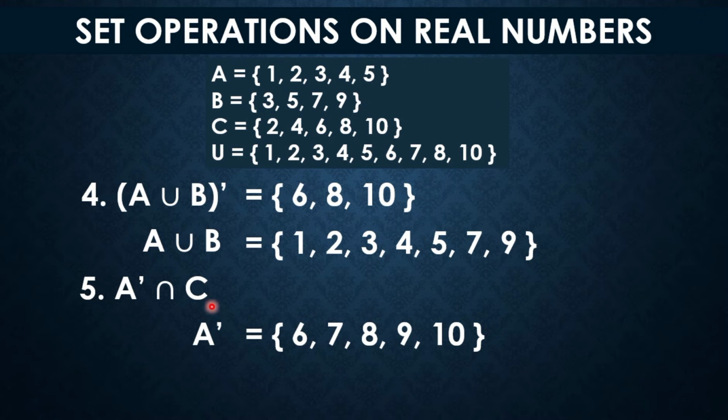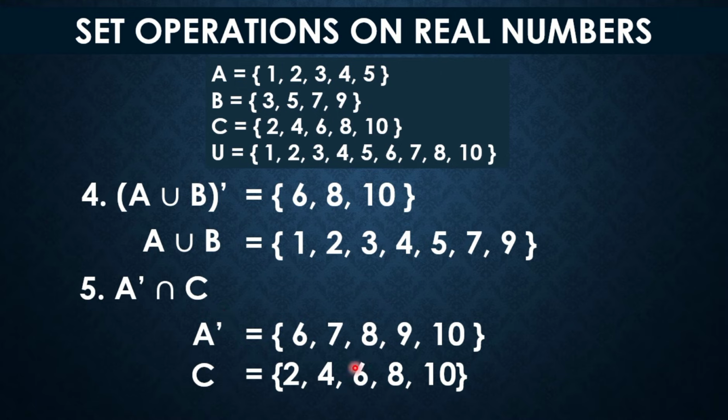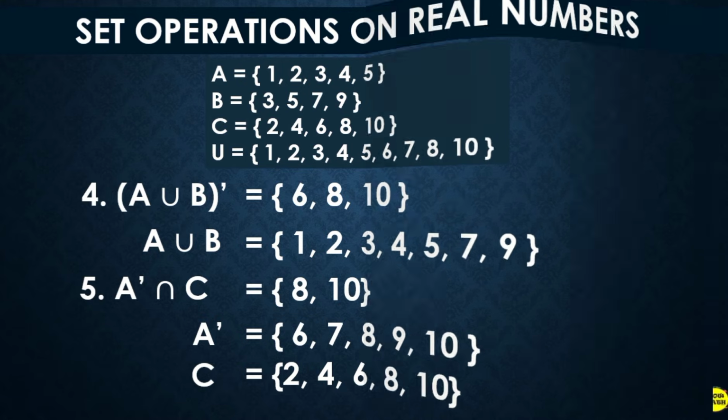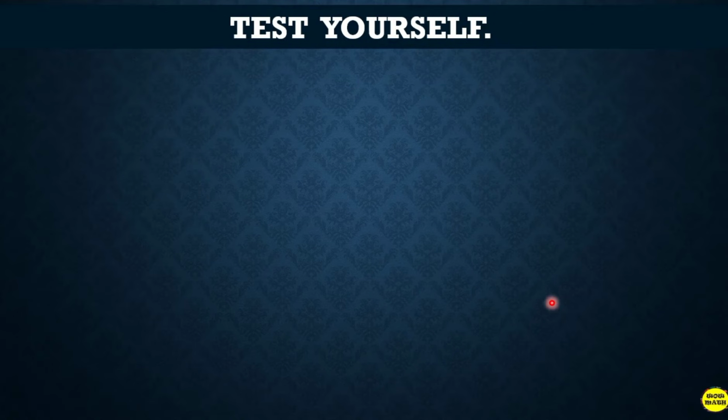Okay, now, yung set C natin, ang laman niya ay 2, 4, 6, 8, 10. Now, kunin na natin yung intersection ng dalawa. Anong meron sa complement ni A at sa C? So, meron silang parehong 8 at 10. So, the answer is 8, 10. Okay. So, let us have an example. So, test yourself.